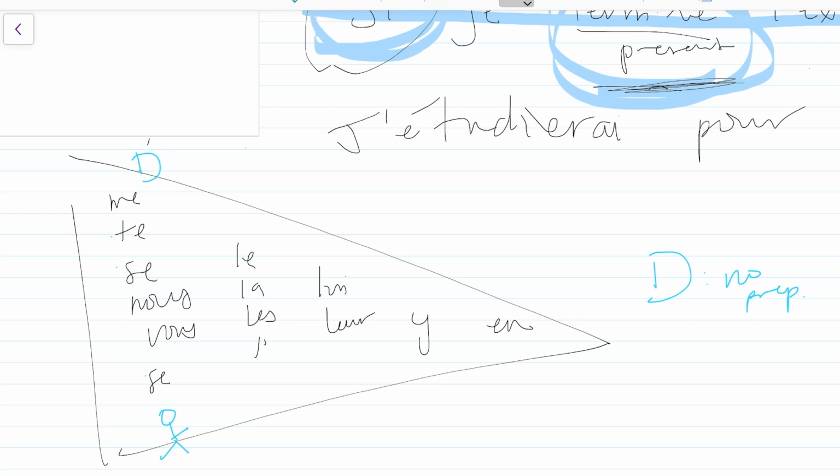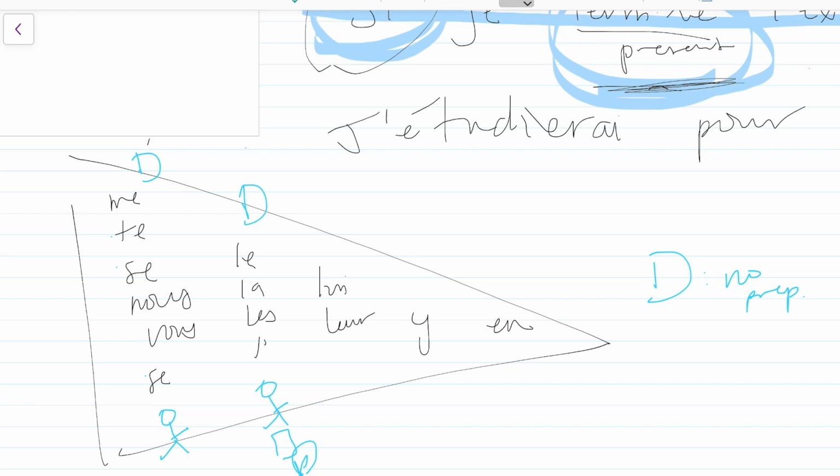Le, la, les stands in for it or them. This can be people, it can be objects, and it can be concepts. That's a light bulb. These are always direct as well.